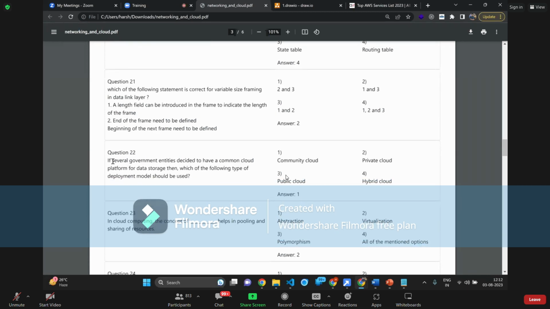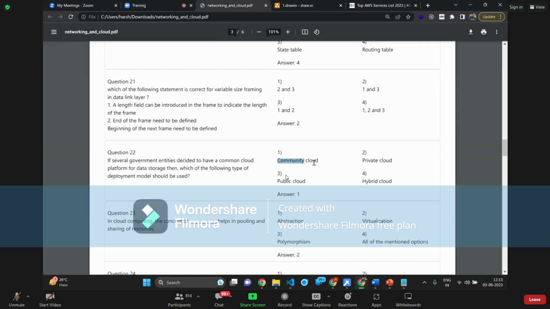Firstly, for example, if several government entities decided to have a common cloud platform storage, then which type of deployment model should be used? Now there are different deployment models: public cloud, private cloud, community cloud, hybrid cloud. Public cloud means it is open for all. Security is weak. Private cloud means it is open to only selected individual networks or nodes, and security is highest.